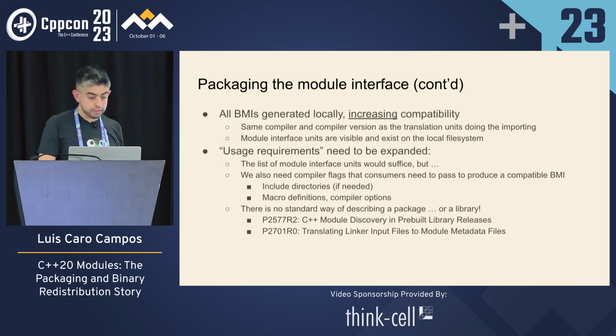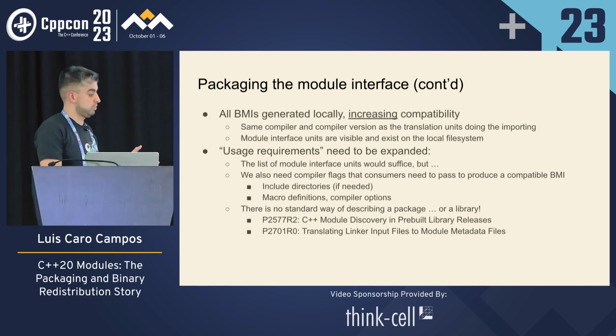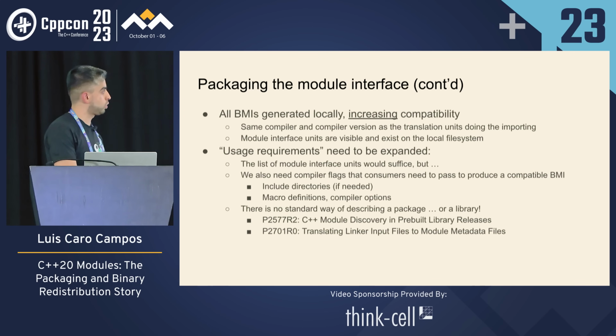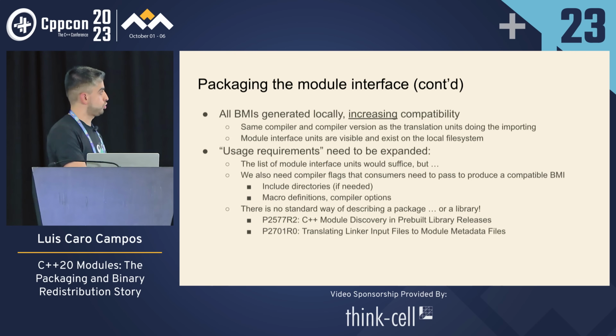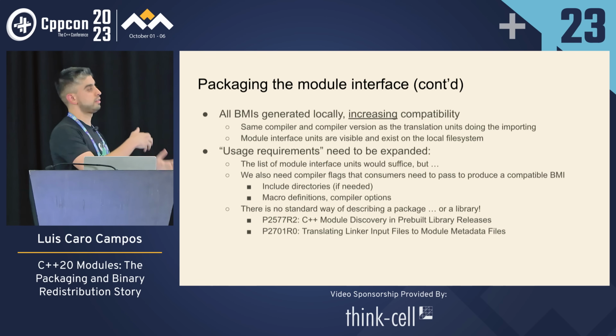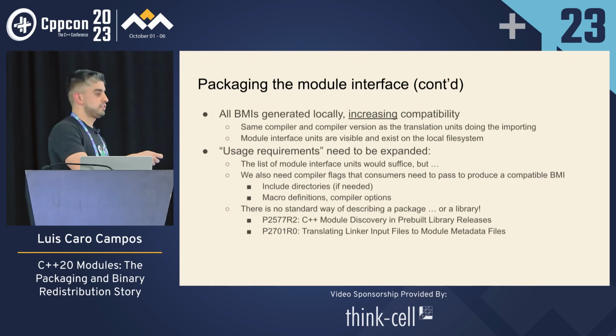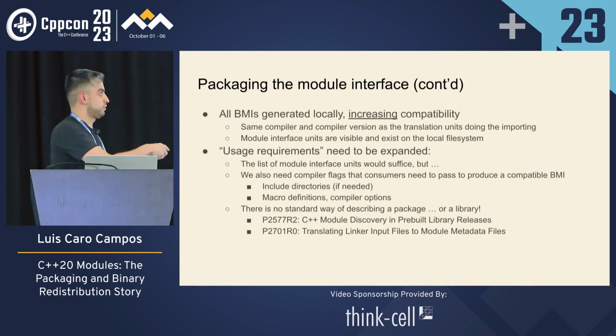So in terms of how to move forward with modules, this is the way to go, because all the BMIs are generated locally, which ensures that we're using the same compiler and the same compiler versions as the files that are doing the import. It also ensures that the module interface units are visible and exist on a local file system, which will actually help Clang make any progress at all, and error reporting in the other compilers.